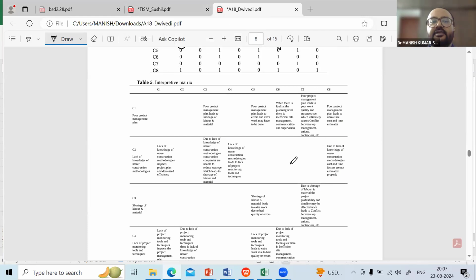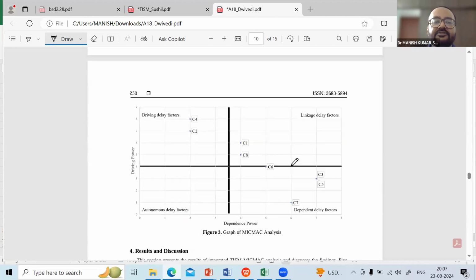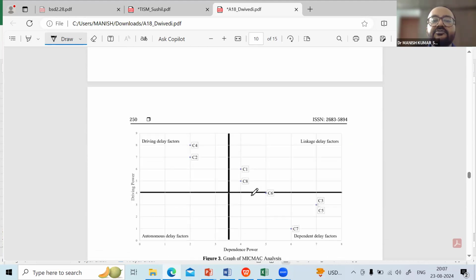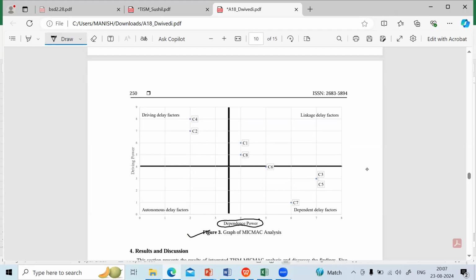No issue. Okay. Now the next is MICMAC analysis. As I told you, MICMAC gives you a kind of postmortem. For example, here we are talking about delay factors, isn't it? There are two things in MICMAC analysis: one is driving power and the other is dependence power. Are you there with me? Yes, sir.